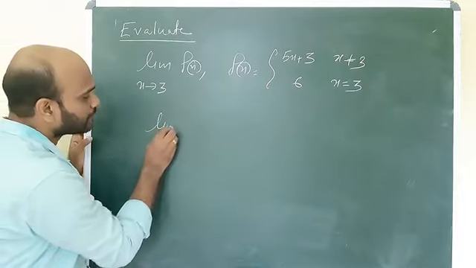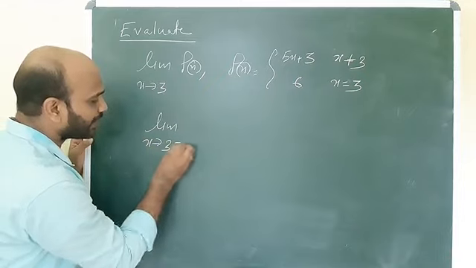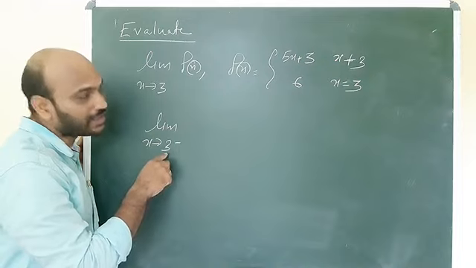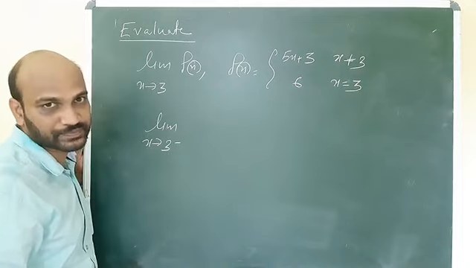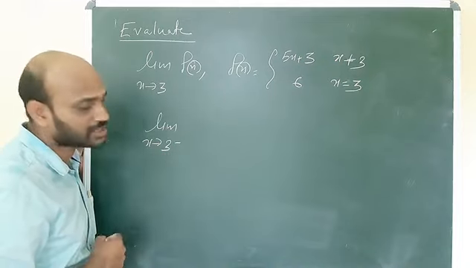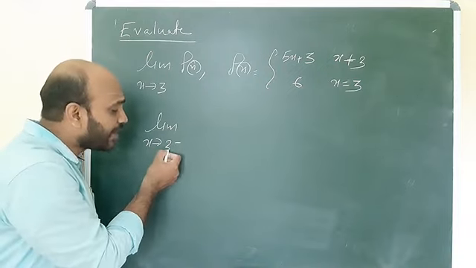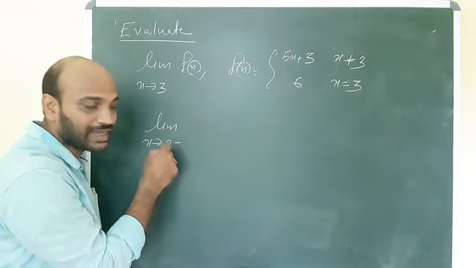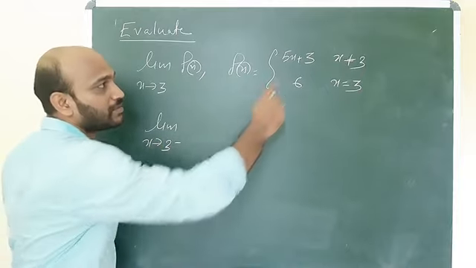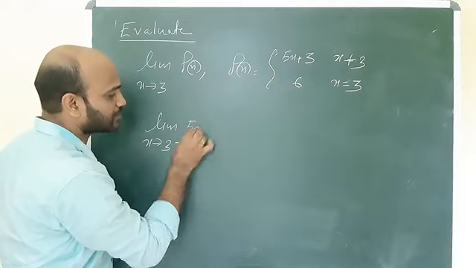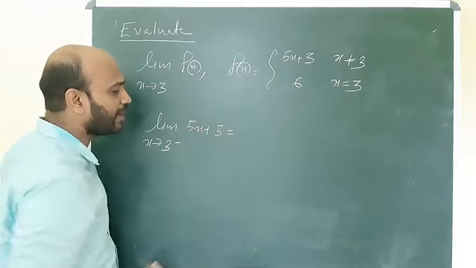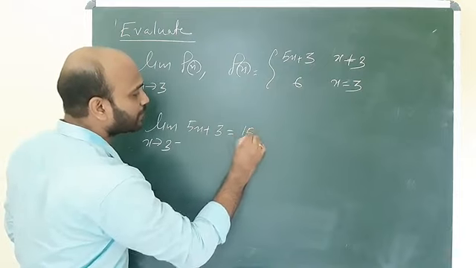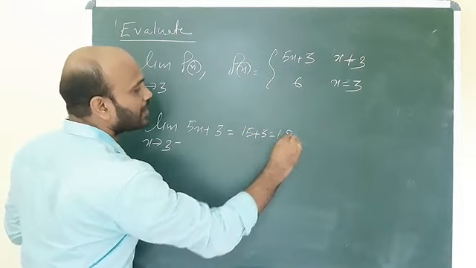So what is LHL? Limit x tends to 3 minus. Which value can we take? Less than 3. Actually it is less than 3, but that symbol is not there. So we can apply the function. x is very near to 3, but it is not equal to 3. Less than 3 means not equal to 3. This function you have to take: 5x plus 3. For finding the value, you have to substitute. So we get 15 plus 3 is equal to 18.